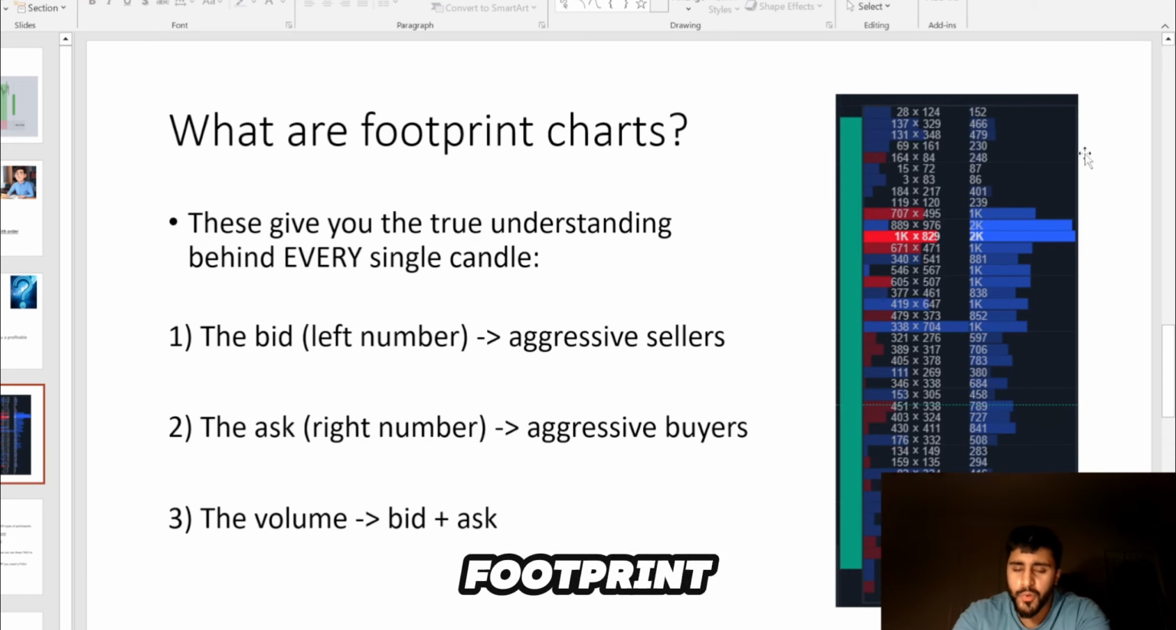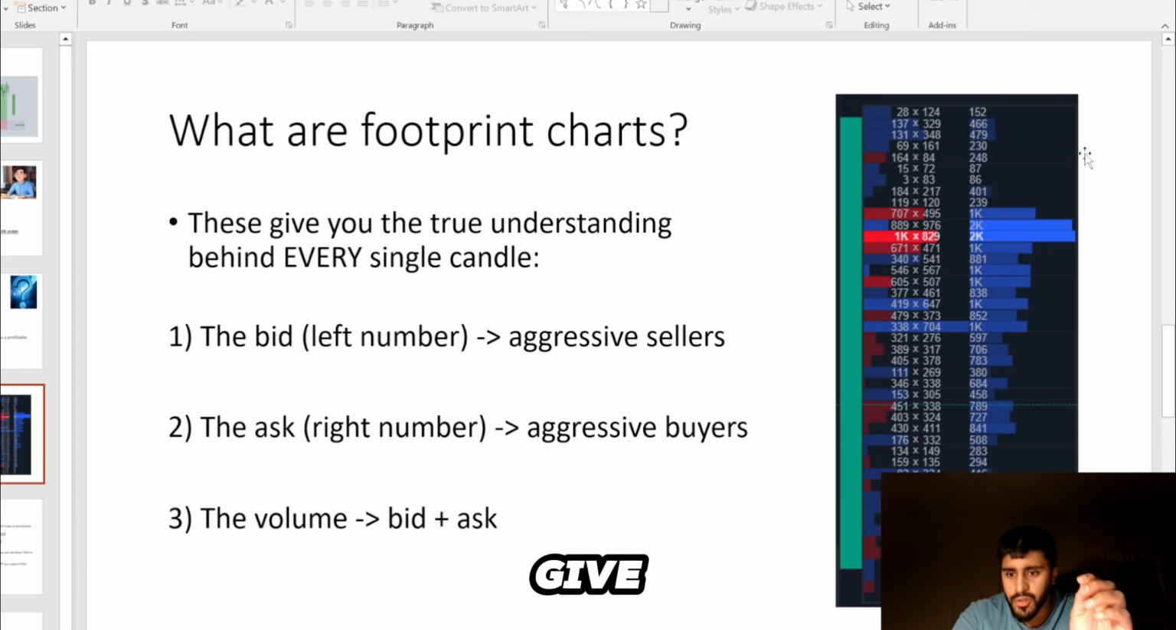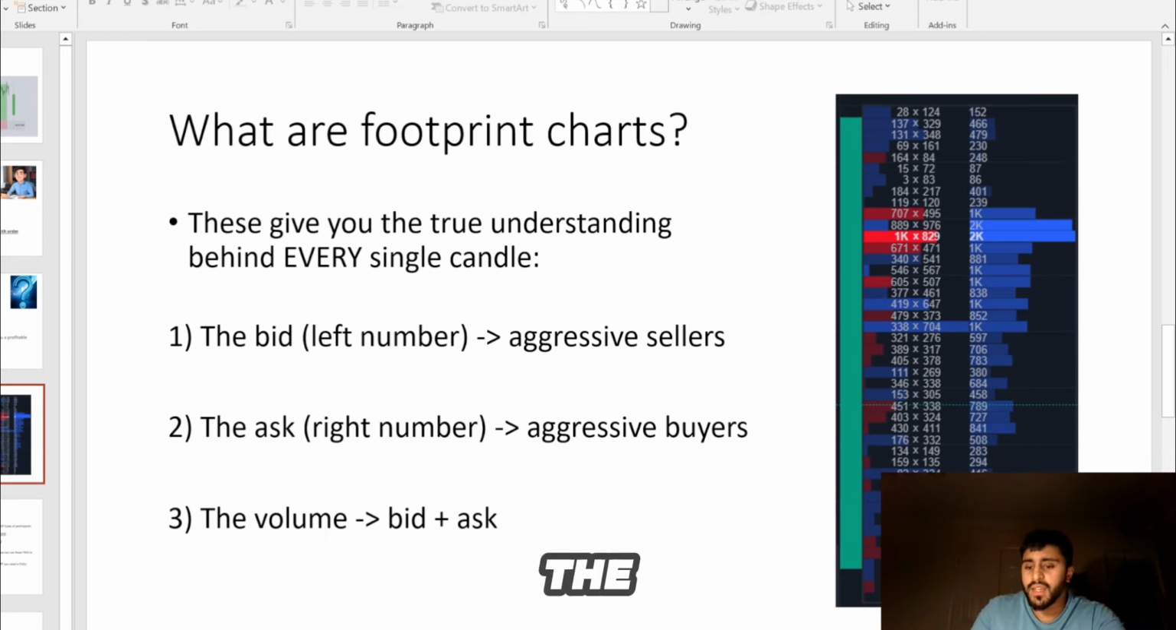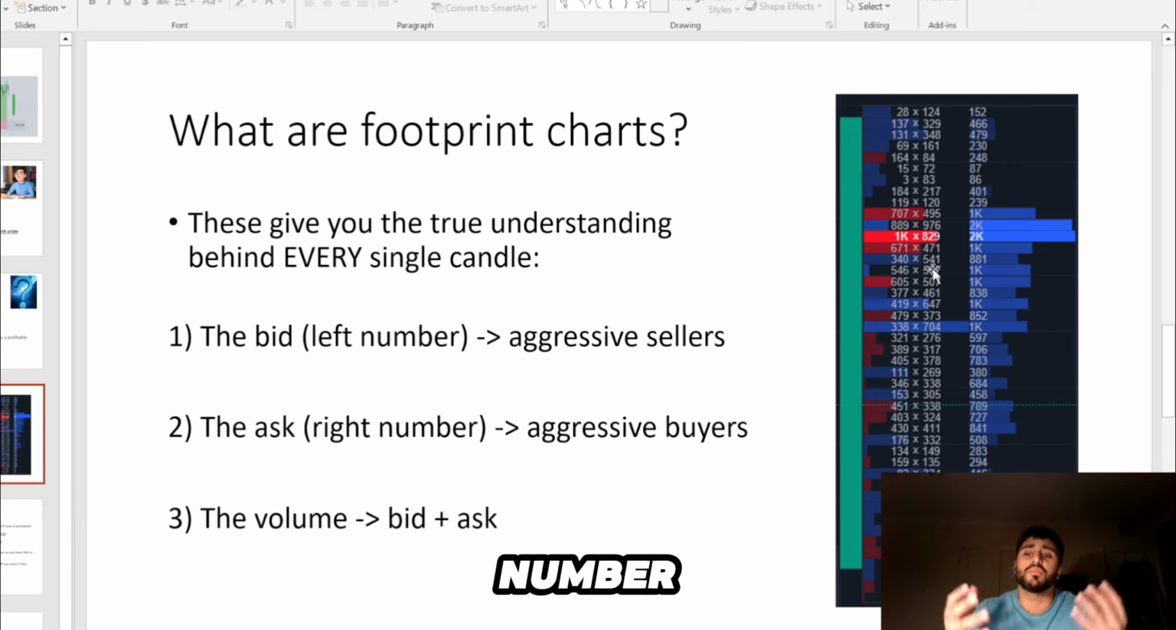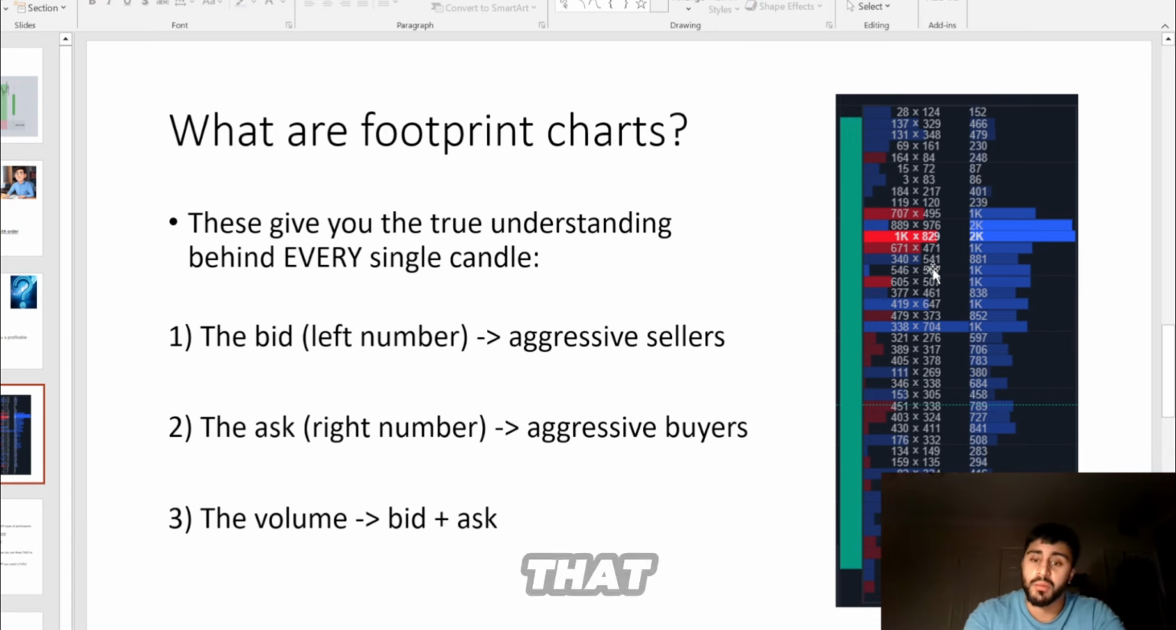So what are footprint charts? Footprint charts essentially give you 2 numbers, the bid and the ask. The bid represents aggressive selling or aggressive sellers, and the ask represents aggressive buyers, right? So you can see over here on the right-hand side of the screen, you can see some numbers. Any number on the left represents the bid, any number on the right represents the ask. Now, the numbers you see on the far right of the footprint chart, this refers to the volume, right? So the volume is just the bid and the ask. Think of the volume as the total number of transactions in that candle for that price.